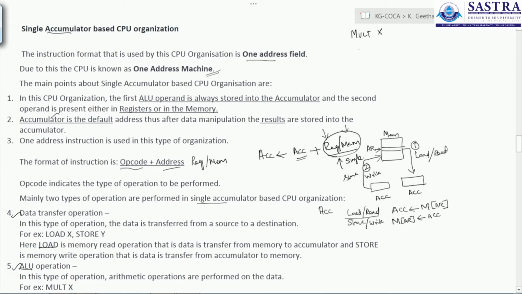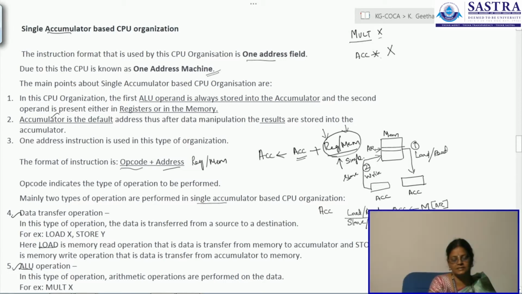So it is going to refer to accumulator for one operand, and the operation to be done is multiplication, and another operand will be in the register x. So the answer will be again stored back in the accumulator. So in all the single accumulator based CPU organization, we expect one operand to be in accumulator, another operand could be in either register or it could be in memory. And after performing the operation, the result is again expected back to be in accumulator.